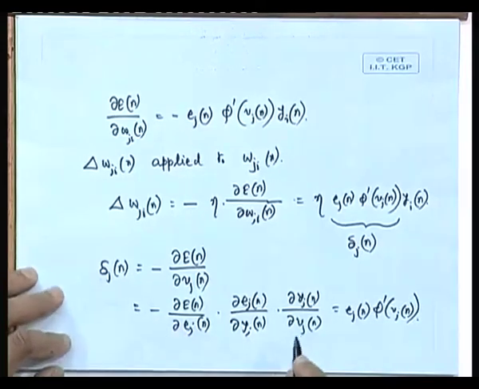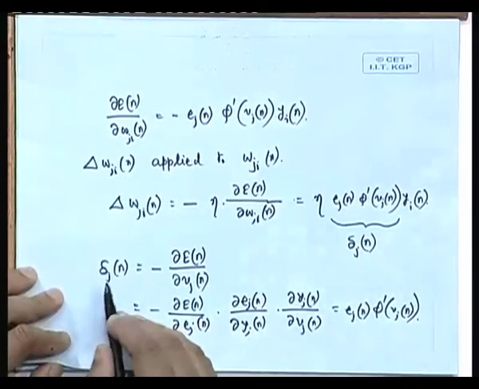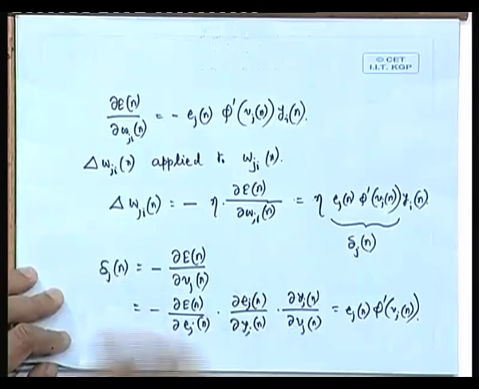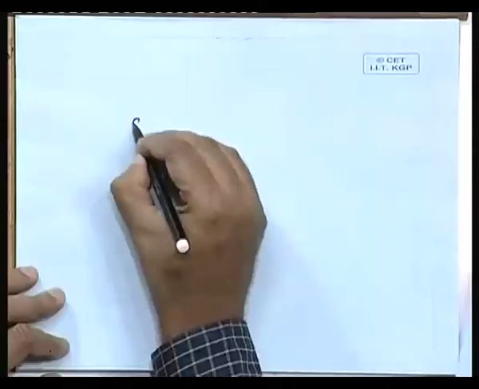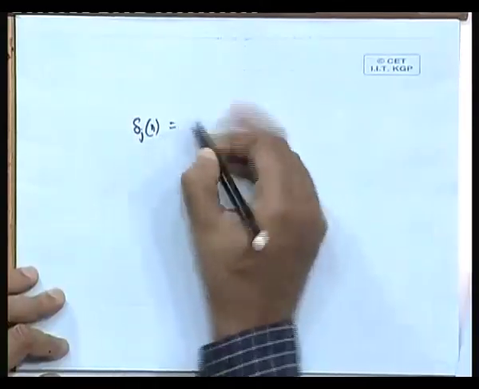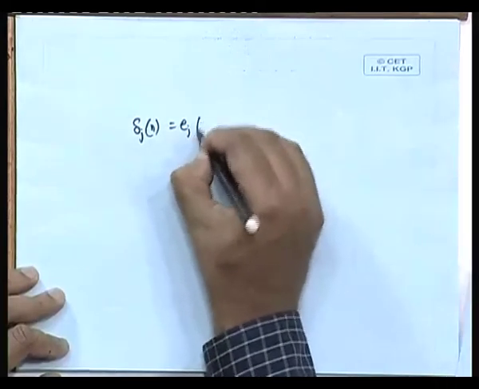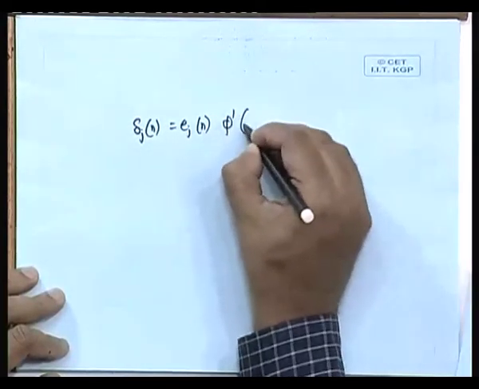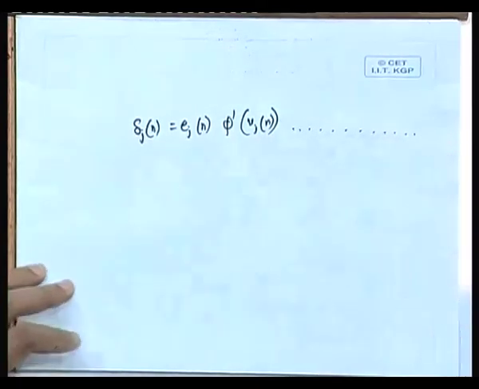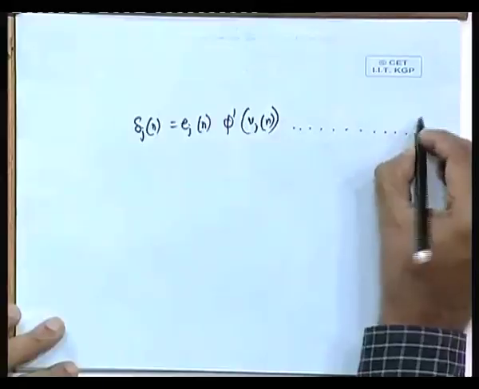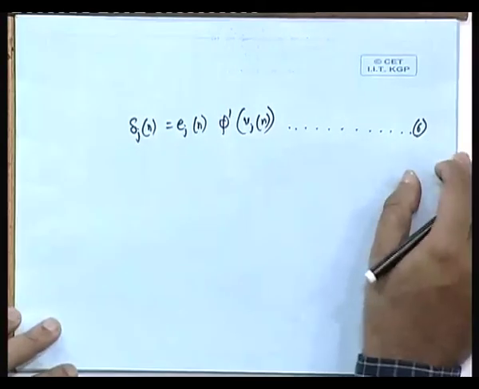So this is an important expression. So this is delta j, I will write it down on the next page. So this will be delta j(n) equal to e_j(n) φ'(v_j(n)). So this is our equation number, I should call it 6 because we have already gone up to 5. So this is going to be our equation number 6.